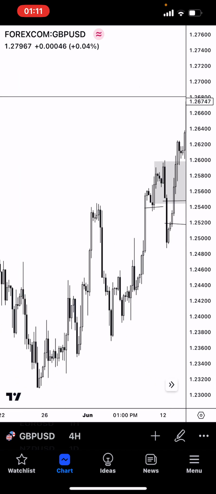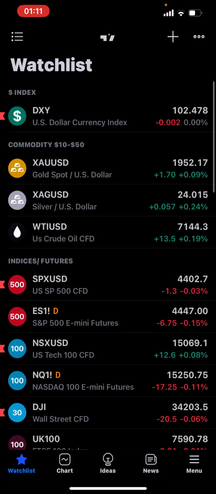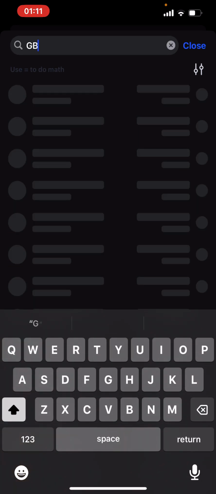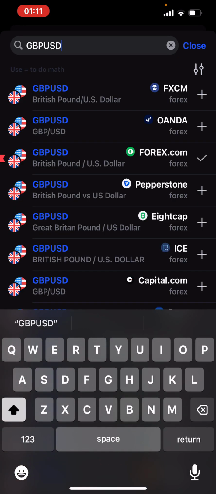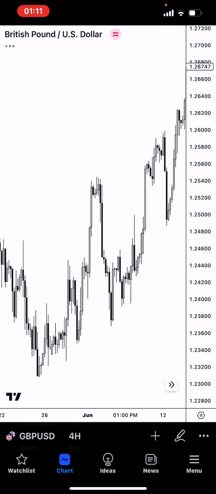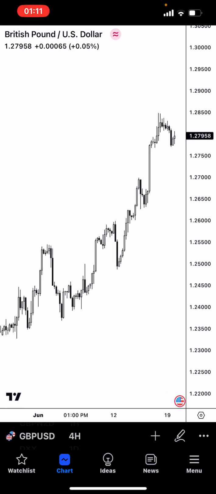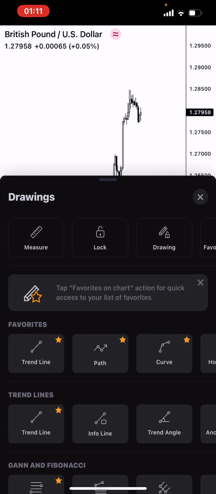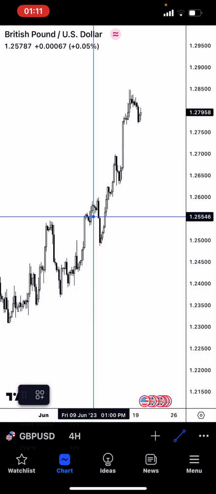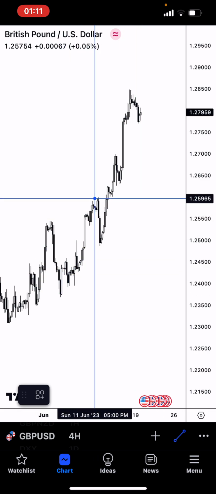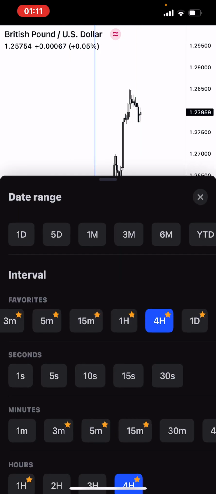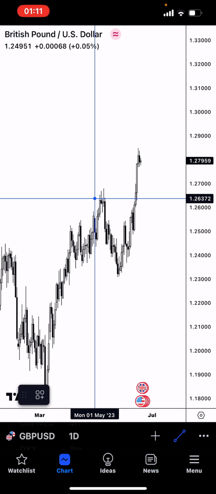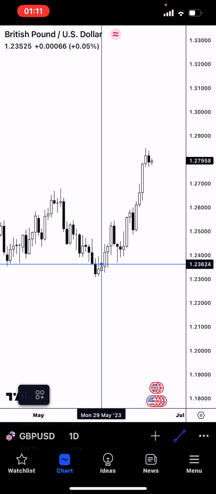let me just go and open a new chart. GBP. Okay, so for me personally, I don't look for order blocks first when I'm on the daily time frame. The reason is many times there's no order blocks on the daily time frame near where the market's trading.